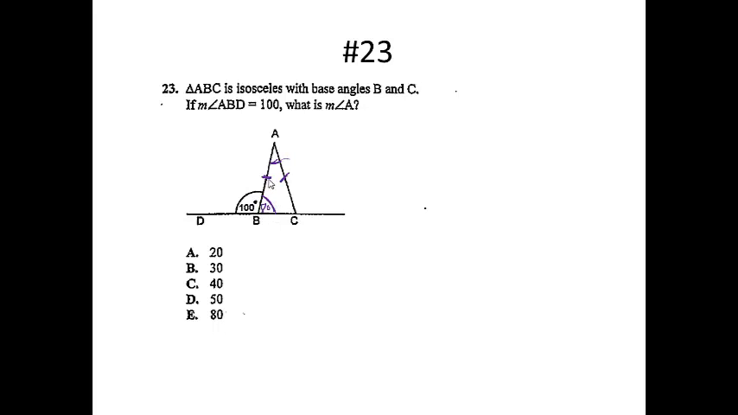And then since this is an isosceles triangle, angle B and angle C are congruent, so this one is also 80. And then I know the three angles of a triangle add up to 180 degrees, so if I take 180 minus 80 plus 80, that will give me 180 minus 160. So the measure of angle A will be 20, which is option A.